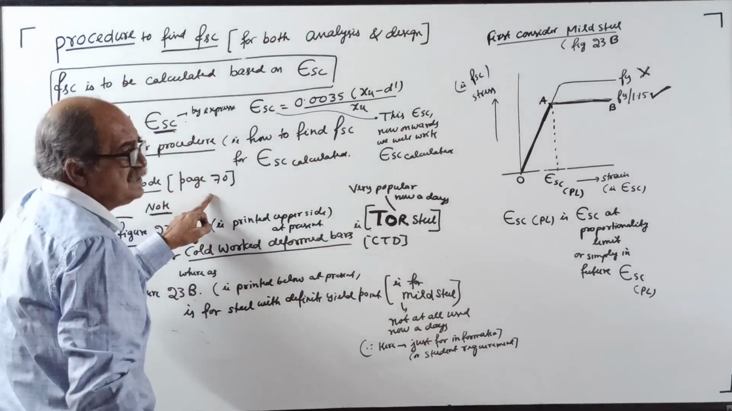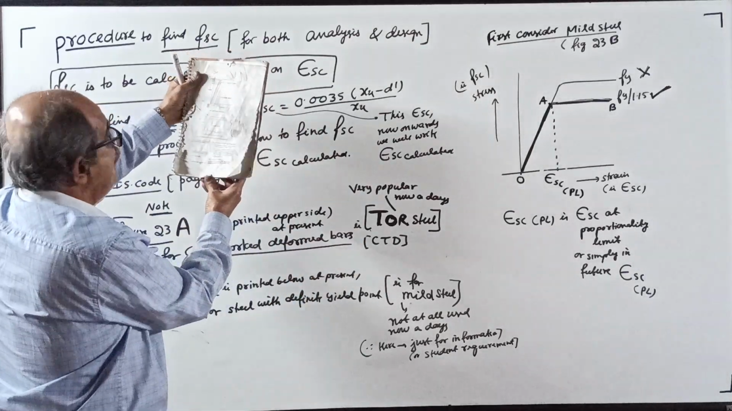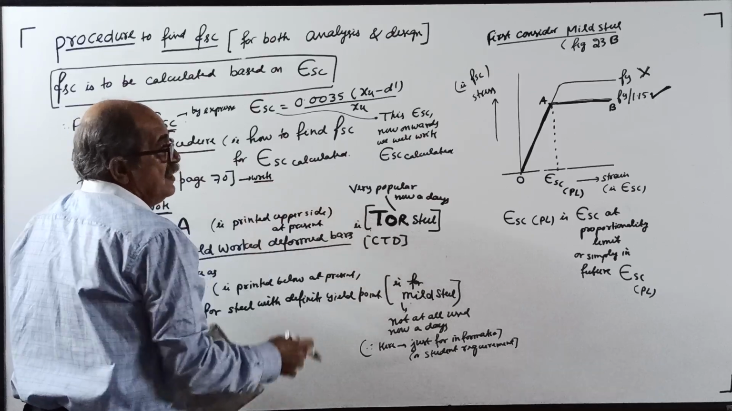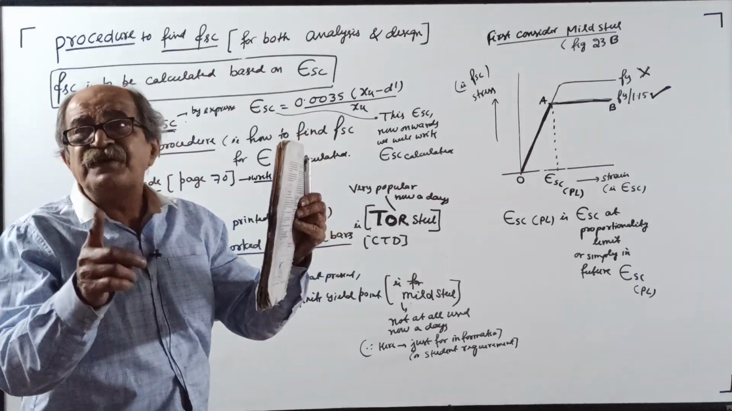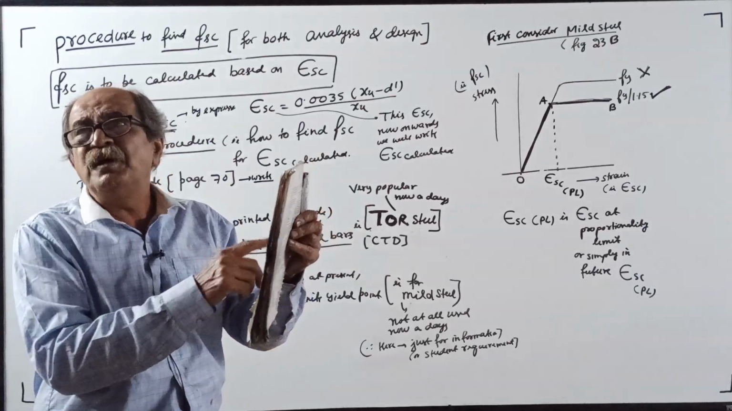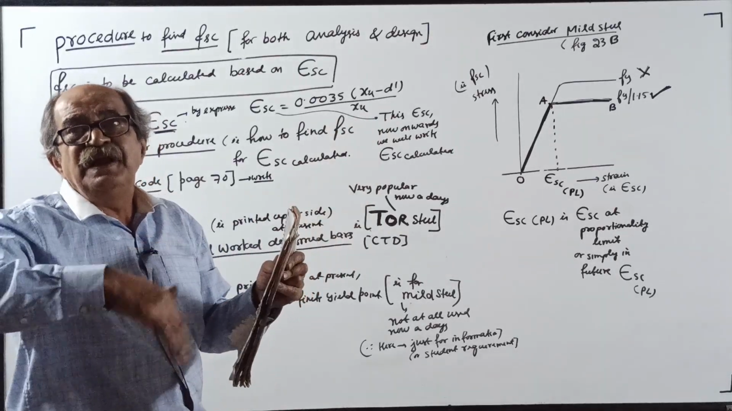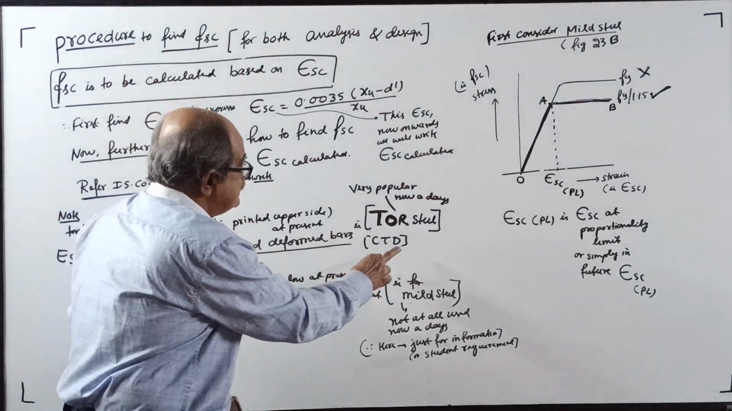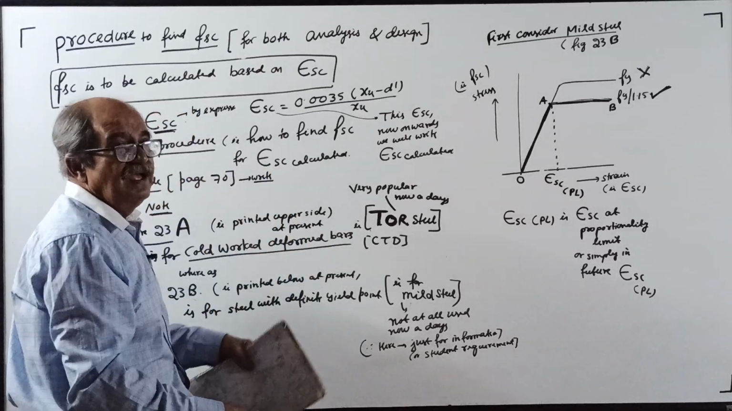Refer IS code page 70. My IS code is very dirty. Okay, IS code page 70. Now something I will tell here. I am going to dictate now. You should write it. Page 70 at present. In the present printing, suppose they reprint the IS code or bring a new edition, the page number may change. One figure can come on that page, one on this page. They can interchange figures, but the words they will not interchange. So, I told at present printed.